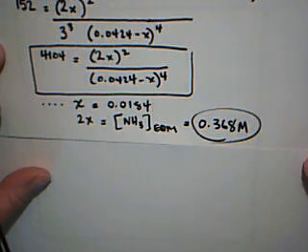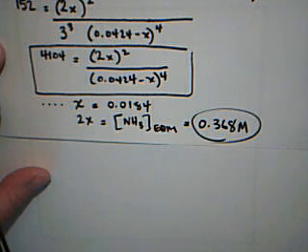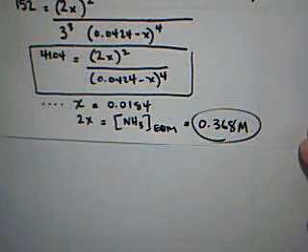I'll tell you what the two roots are though. You will get 0.0977 as the first root, and that's too large because it's larger than what you had to begin with in the 0.04. And the second root is 0.0184, so that we'll accept as the value for x. The question is asking what's the equilibrium concentration of ammonia, and we said this was equal to 2x, so the final answer is 0.368 molar.